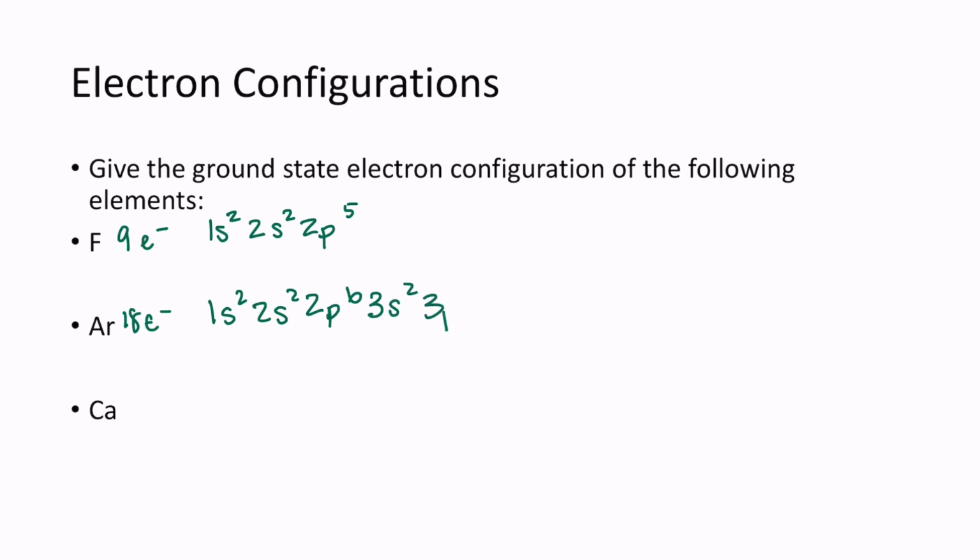3s2, 3p6. Argon was all the way at the end of the p block, so I have to fill in all 6 electrons. When you count up your total electrons, we have 2, 4, 6 plus 12 is 18. So I have a total of 18 electrons, which is good because argon has 18 electrons.